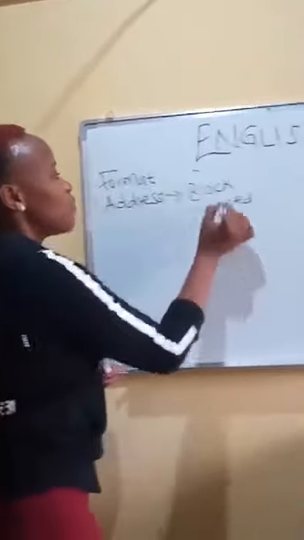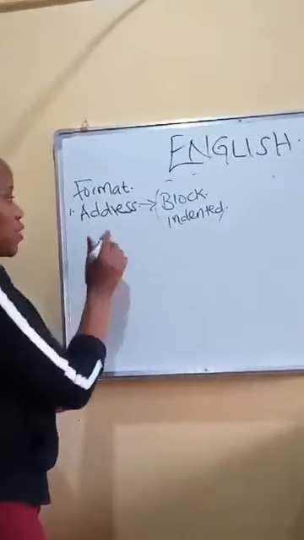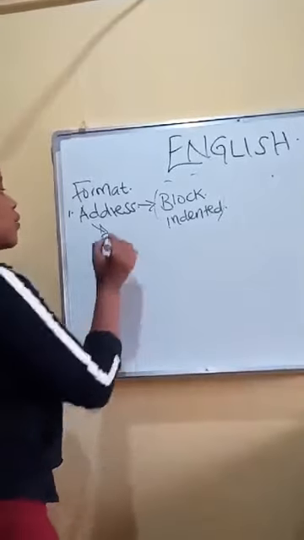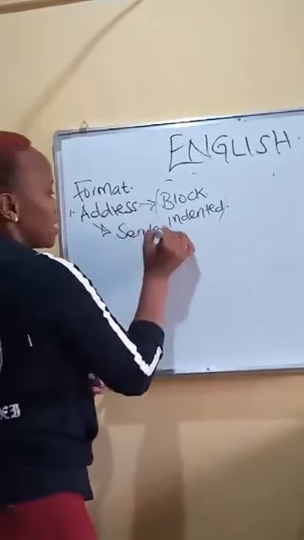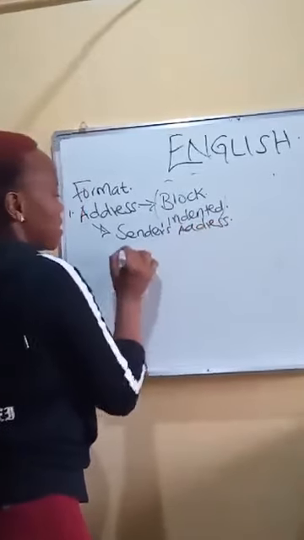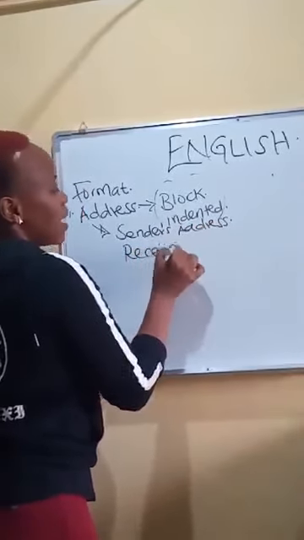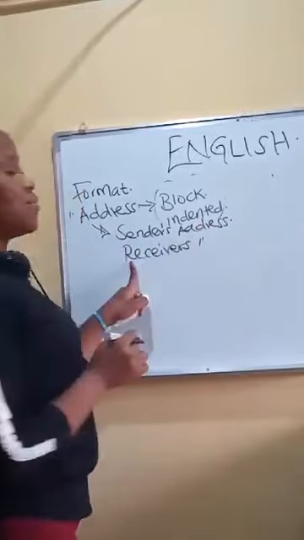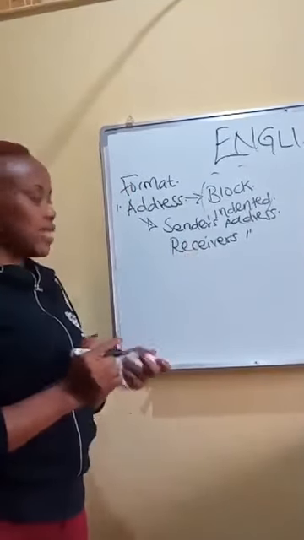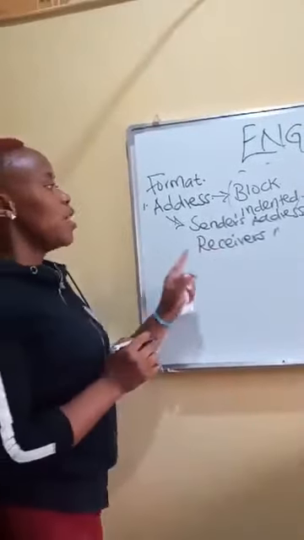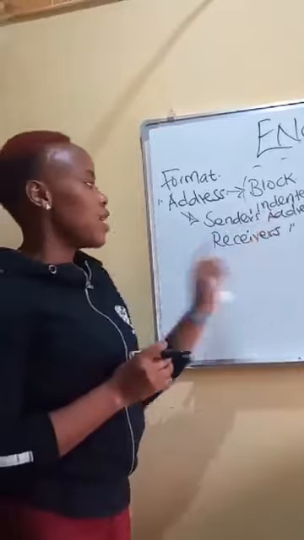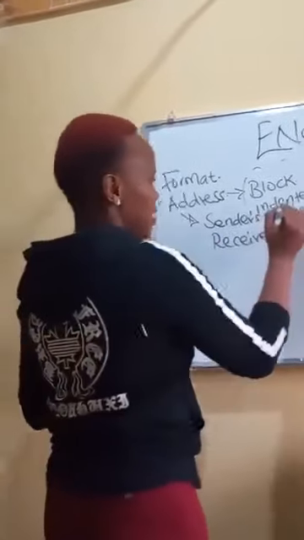But now the most important bit when it comes to address, when it comes to official letters, is that we have two addresses. We are going to have the sender's address, and then we are going to have the receiver's address. In other books, this is referred to as the recipient's address. Of course, this is the company or the organization that you are sending the letter to, so it has to be there. So you have to have the sender's address, and then you have to have the receiver's address. That is the first thing.